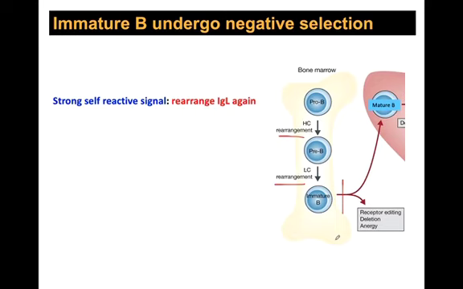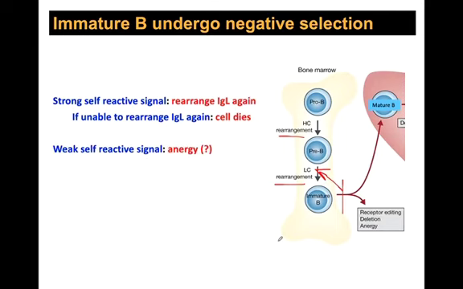So what happens? Well, again, if it gets a very strong signal that tells it, yep, you recognize self-proteins, go back to this previous stage and rearrange the light chain again. That's called receptor editing, or B cell receptor editing. And it keeps doing this and keeps going back to be tested until it runs out of options. And if it failed all of its options, then it just is going to die or is deleted.